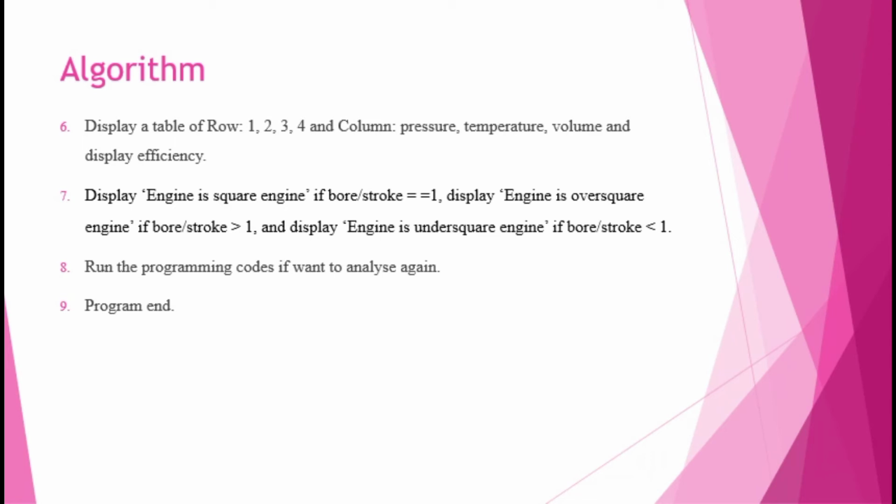Seventh, display engine is square engine if bore divided by stroke equals 1. Display engine is over square engine if bore divided by stroke is more than 1, and display engine is under square engine if bore divided by stroke is less than 1. Then eighth, run the programming code if you want to analyze again. Then ninth, end the program.